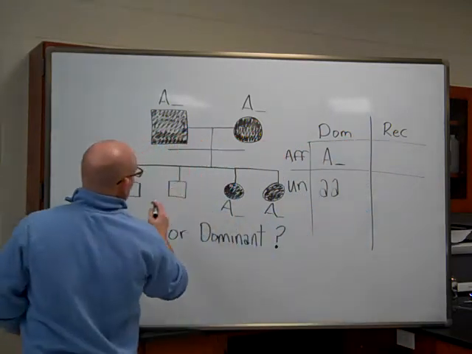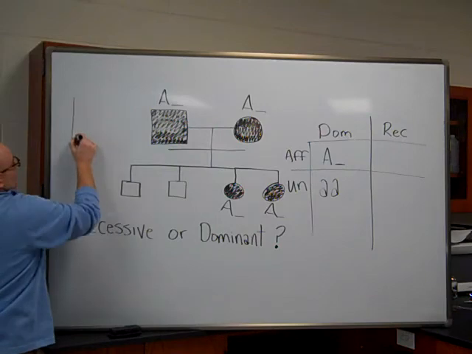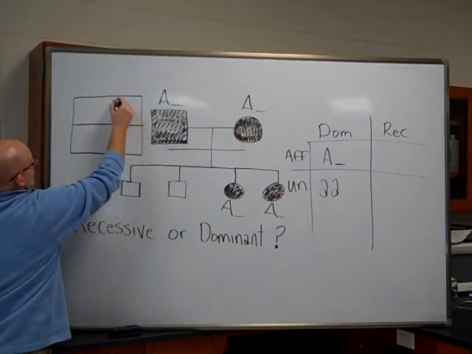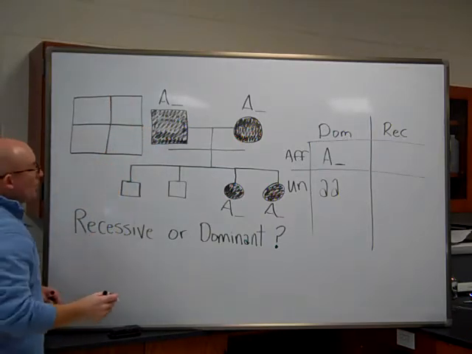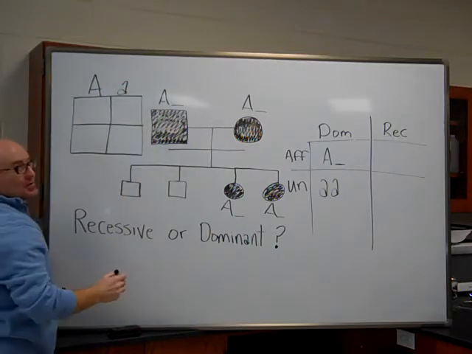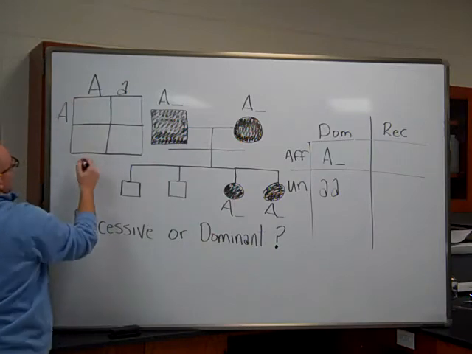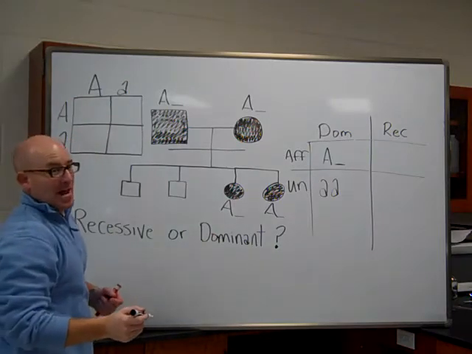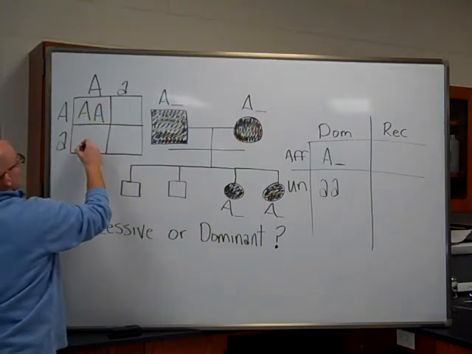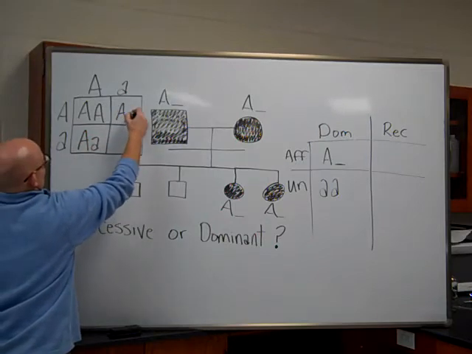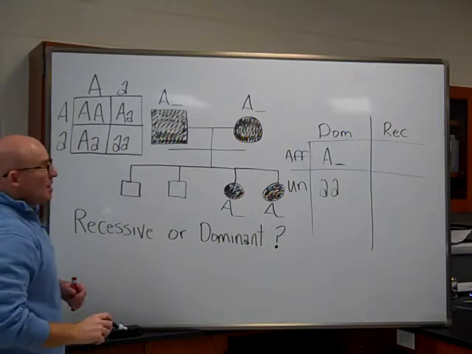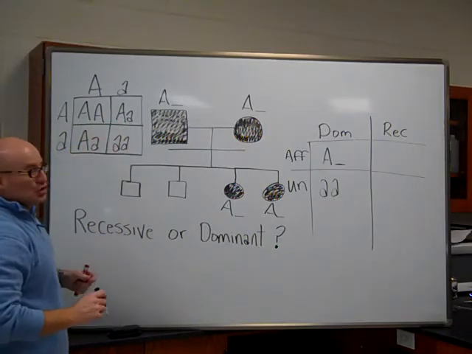So if we do a Punnett square, we'll just draw a Punnett square over here where we have room. Dad is big A, and we'll just put that he's heterozygous. We'll put Mom, she has to have at least one big A, and we'll put that she's heterozygous. The probability of them having affected children, if they are both heterozygous and affected, is 3/4. So they would have a probability of having 3 out of 4 children affected.